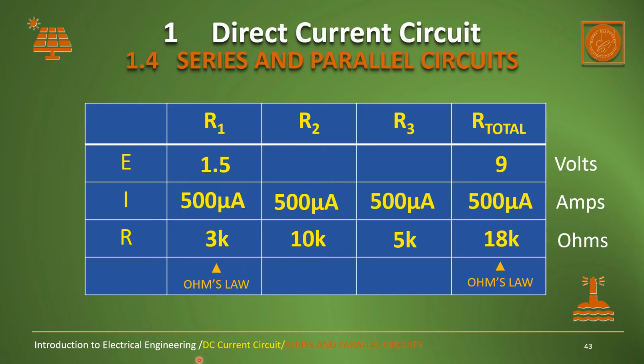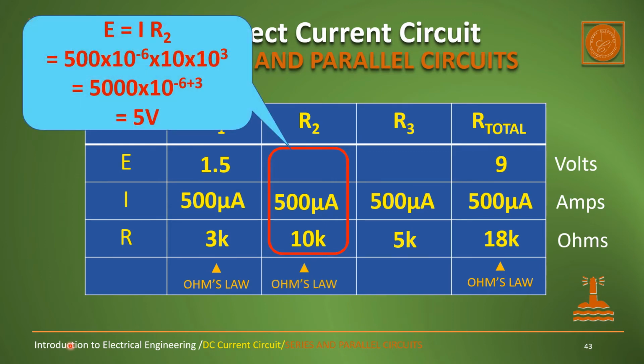So we can do the same calculation, applying Ohm's law to R2. Take a look, this current is the same. We apply Ohm's law. We can do the calculation for R2 because the resistor is 10 kilo ohm. So we can get 5 watt in this cell. We can fill the 5 watt in this cell.